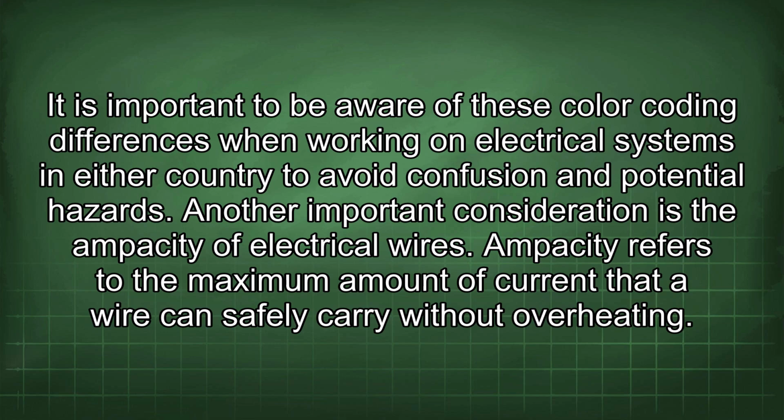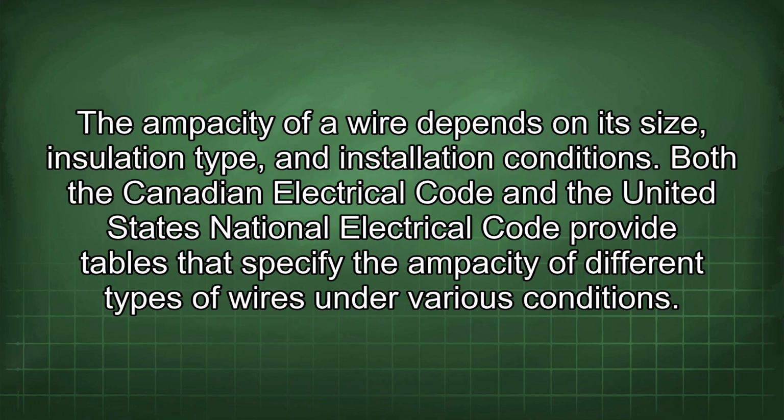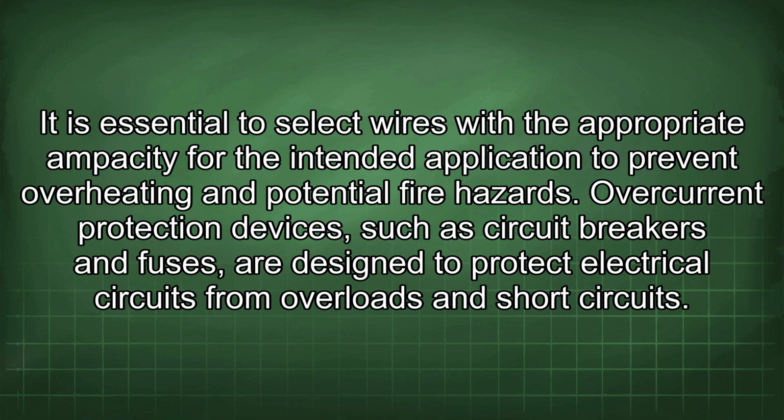Another important consideration is the ampacity of electrical wires. Ampacity refers to the maximum amount of current that a wire can safely carry without overheating. The ampacity of a wire depends on its size, insulation type, and installation conditions. Both the Canadian Electrical Code and the United States National Electrical Code provide tables that specify the ampacity of different types of wires under various conditions. It is essential to select wires with the appropriate ampacity for the intended application to prevent overheating and potential fire hazards.